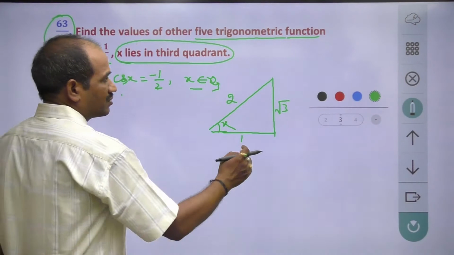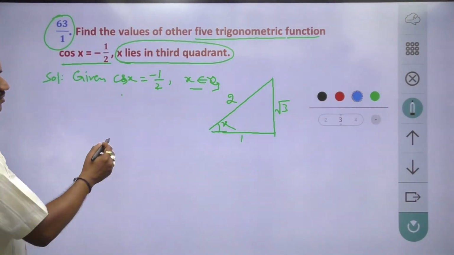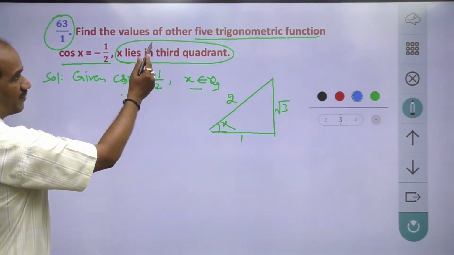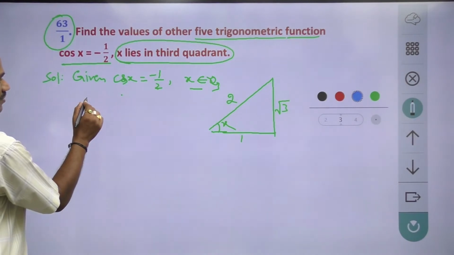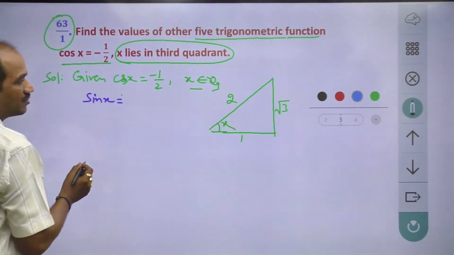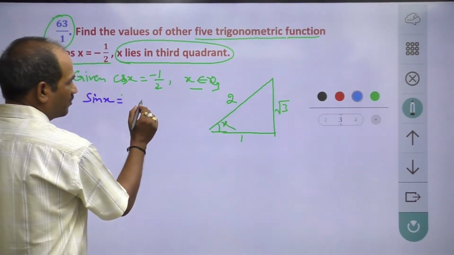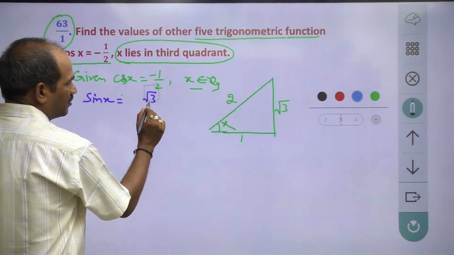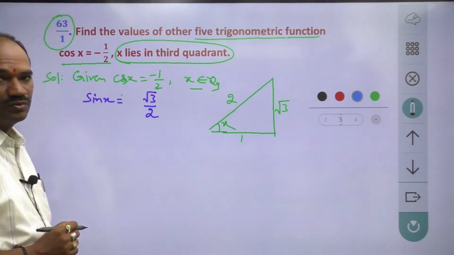Okay, see here, next the other 5 trigonometric functions. So the cos x value is done; next the sin x value. So sin of x is equal to opposite side by hypotenuse. The opposite side is root of 3 and the hypotenuse is 2. Okay, root of 3 by 2.